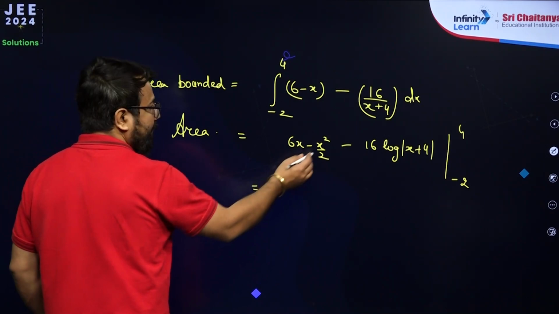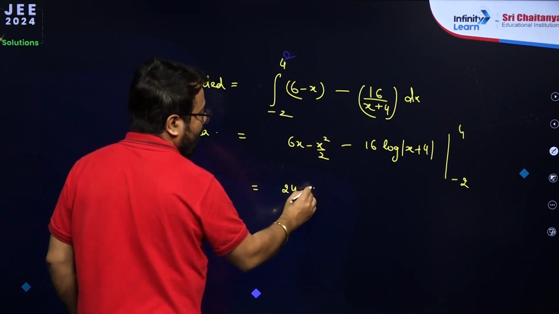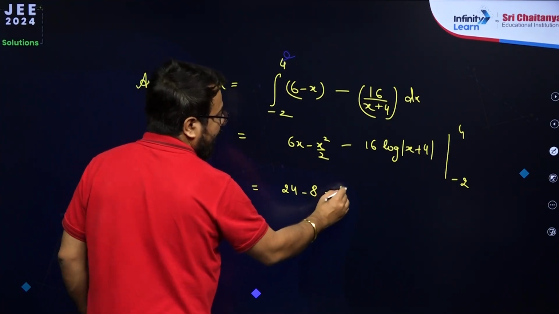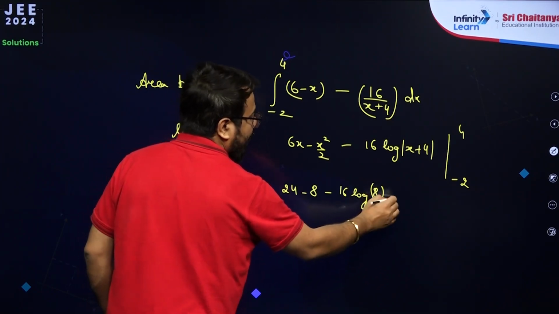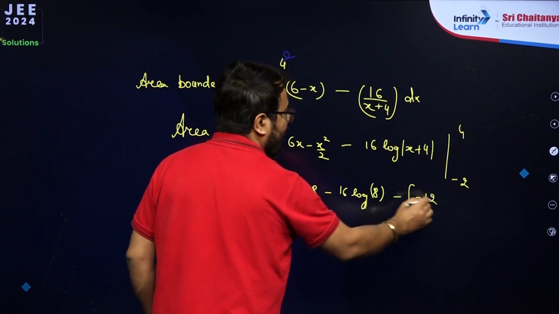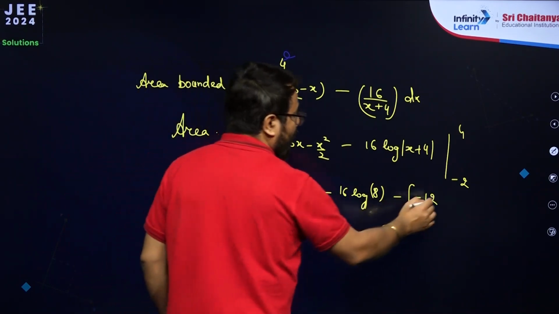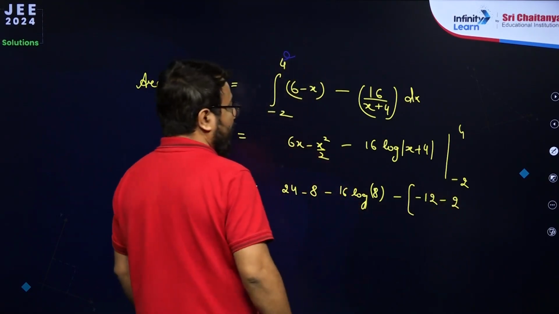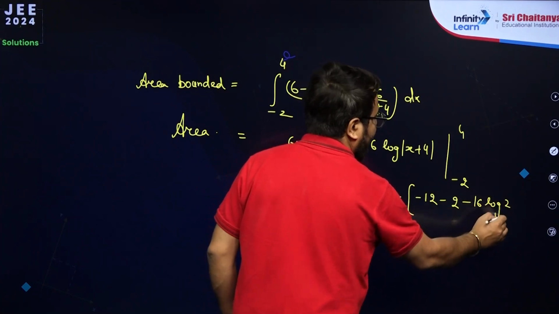So we will write here 6 into 4, it becomes 24. Here it becomes 4 square upon 2, that becomes 8. Here it is 16 log of 4 plus 4, that becomes 8. Then applying a negative sign, I'm writing minus 2 over here, it becomes minus 12. Minus 2 over here, so it becomes 4 over 2, that is becoming 2. And here minus 16 times log of 2 being present here.